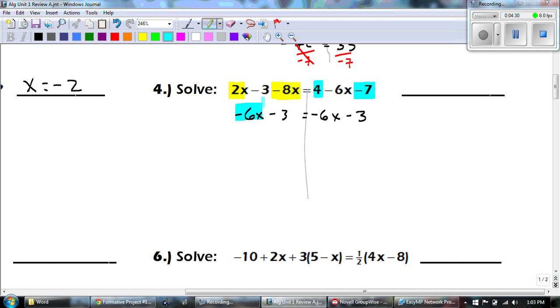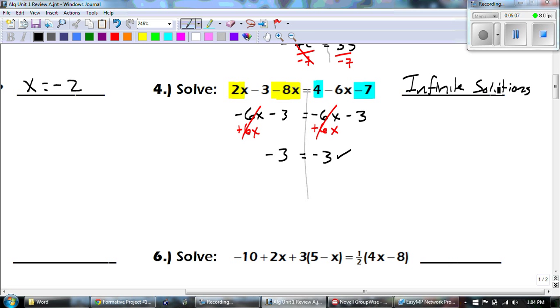Now, just like that last one, I have variables on both sides, so I'm going to move the smaller one. Mr. Grice, they're both the same. Well, yeah, they are. So when I combine like terms, or get the variables to one side, I mean, they cancel out. I'm not left with x over here, guys. 6 minus 6 is 0. So I have negative 3 equals negative 3. I am left with a true statement, so that means my final answer is infinite solutions.